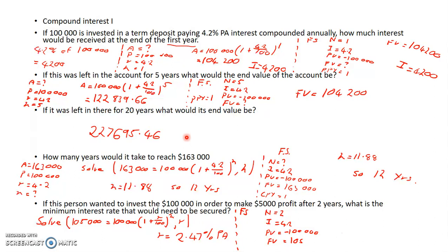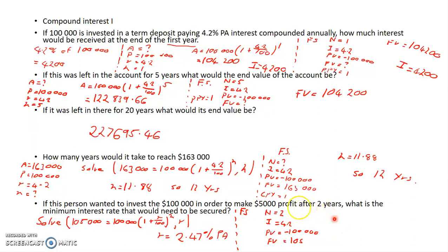How many years would it take to reach $163,000? Again, you can use the formula with your numbers here, or you could have used Financial Solver with your numbers there, and either way you would have ended up with 11.88. So it's not there after 11 years, it is there after 12 years, so it would take 12 years to reach $163,000.